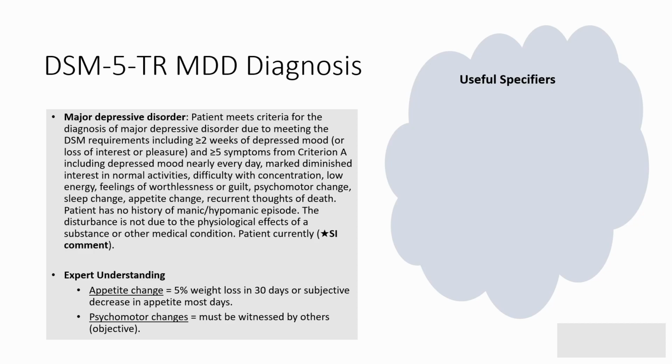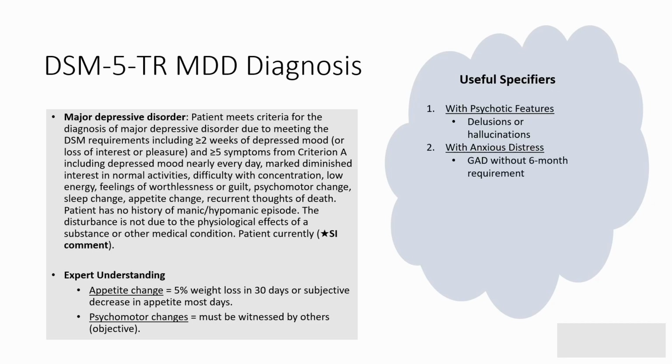There are quite a few specifiers for major depressive disorder, and here we will cover some of the more common ones you will encounter. The with psychotic features specifier means the patient is experiencing delusions or hallucinations. Typically, they are mood congruent and negative. For example, the patient hears voices telling them they are worthless and should die, but they can also experience mood incongruent psychosis. The with anxious distress specifier means they have symptomatology identical to generalized anxiety disorder. However, symptoms have not been present for greater than 6 months.